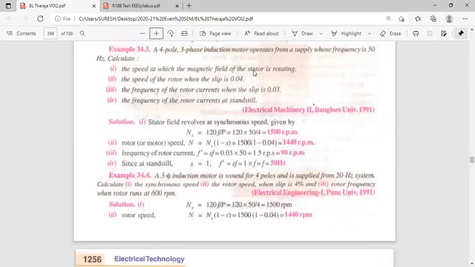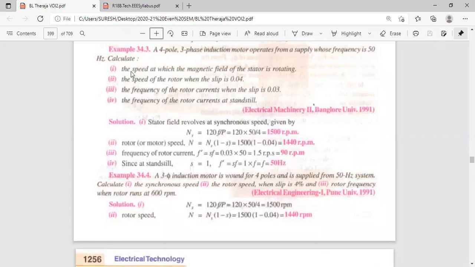What is Ns? What is N? Ns is the speed of the stator. N is the speed of the rotor. Now, first he is asking for Ns in the first bit. The Ns formula you know: 120 f by p. Frequency they are giving 50. Poles is 4. 120 f by p.